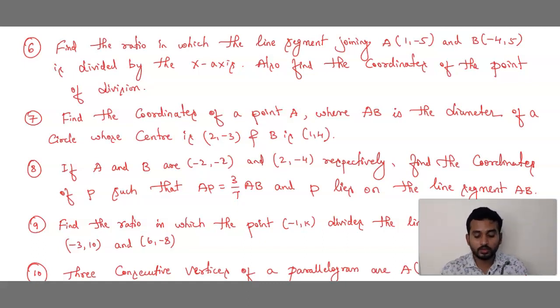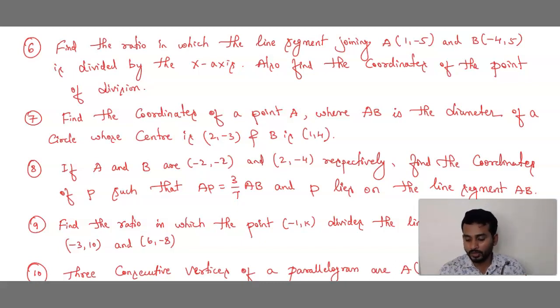See question number 6. Find the ratio in which the line segment joining A of 1 comma minus 5 and B of minus 4 comma 5 is divided by the x-axis. So what are the coordinates on the x-axis? X comma 0, so take P of x comma 0. Same thing as what we did for the y-axis. Also find the coordinates of the point of division. By using the x-axis, substitute m1 is to m2, and you can find the coordinates of P.